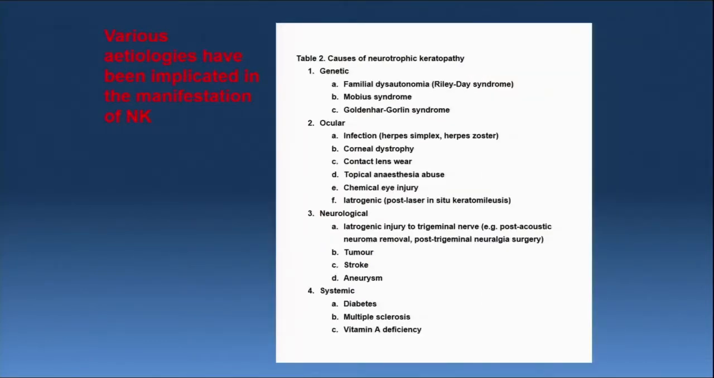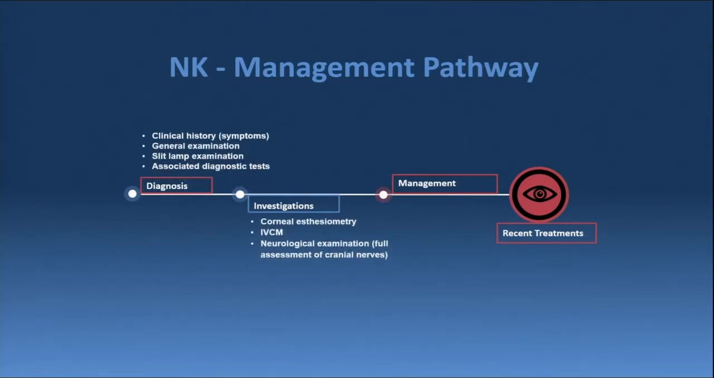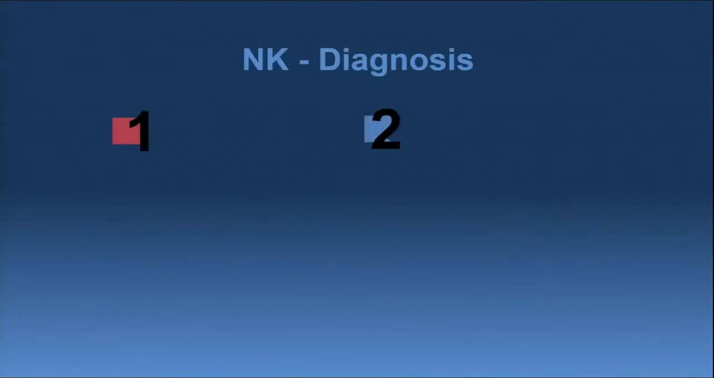There are many causes of neurotrophic keratopathy: genetic causes, ocular causes, and herpes is the main cause. Chemical burns, which I'll highlight later on. Some neurological problems, mainly tumors like meningioma, and systemic disease, where diabetes is the main cause. This is a management pathway from the diagnosis. You have to do some investigations, and then management will be medical and surgical, and there are some recent treatments that I'll take you through in a minute.